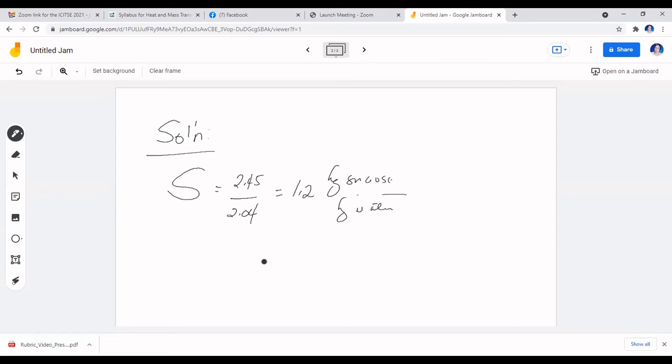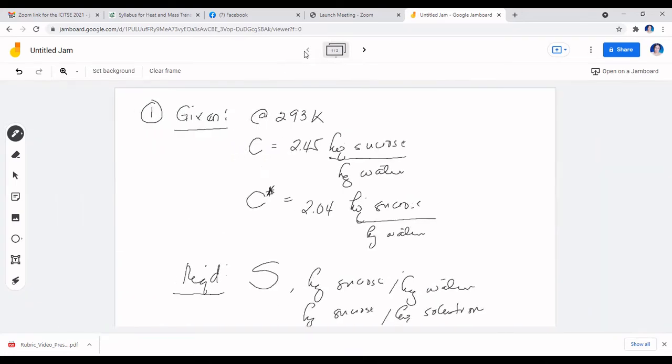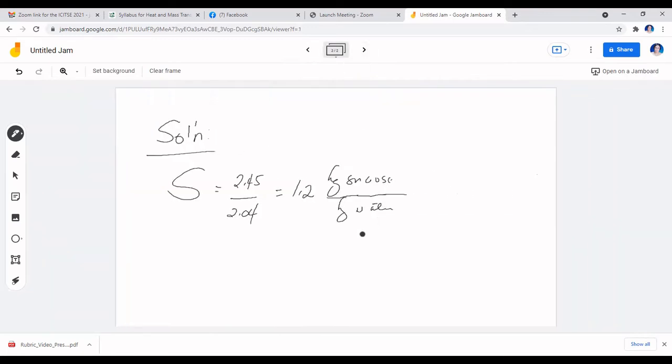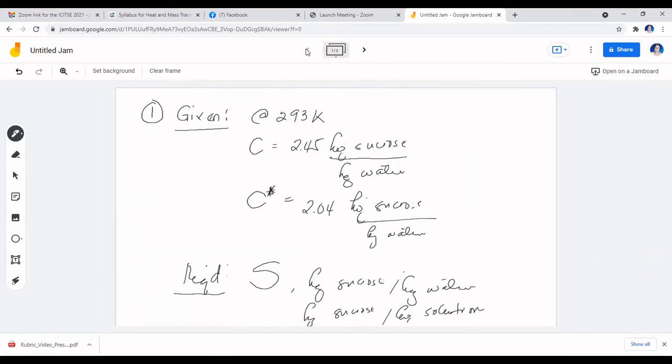Now, if it's in terms of kilogram sucrose per kilogram of solution, in this case, it's very simple because you simply have to work on the values that you're provided with. How will you work your way through the given information? So this is the given. How will you work through this one so that you will have kilogram sucrose per kilogram solution? What will you do? Anybody?